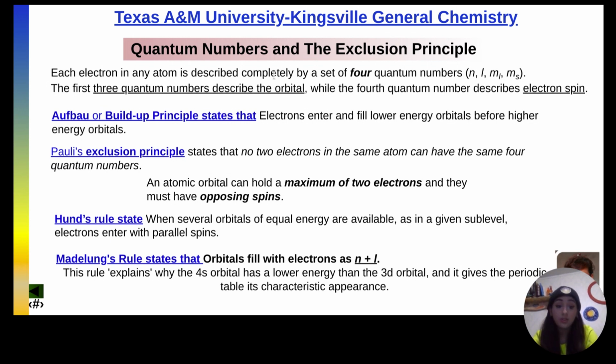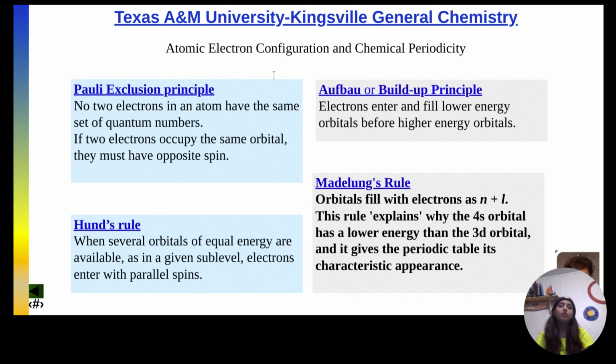The periodic table is based off of a lot of things, and this is one of the things that gives it the shape that it has. So, Pauli's exclusion principle. We're going through these atomic electron configuration and chemical periodicity principles and rules in more detail. Pauli exclusion principle: no two electrons in an atom can have the same set of quantum numbers.